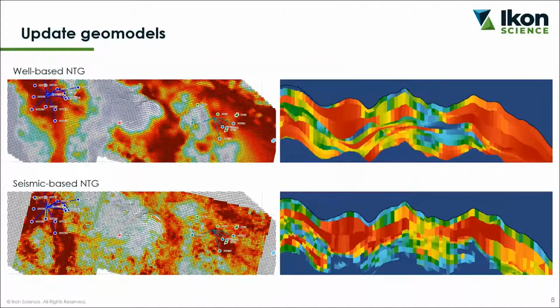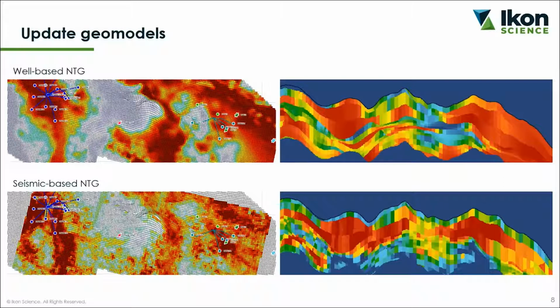And that's exactly what we see in this example here. In the upper section, we have what might be called a traditional method of generating, in this case, net to gross property. We have a map on the left and a section on the right in the upper row, and that's based more or less on geostatistics using well data, which is a common way of doing it.